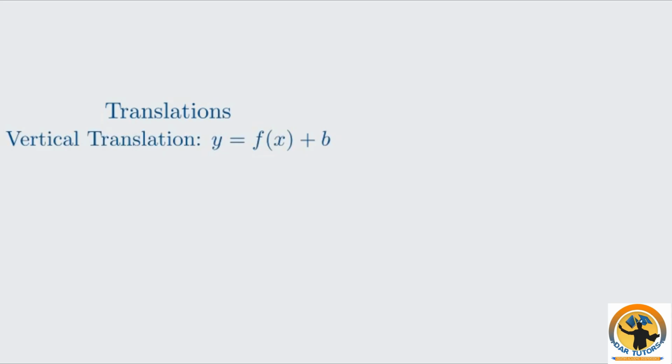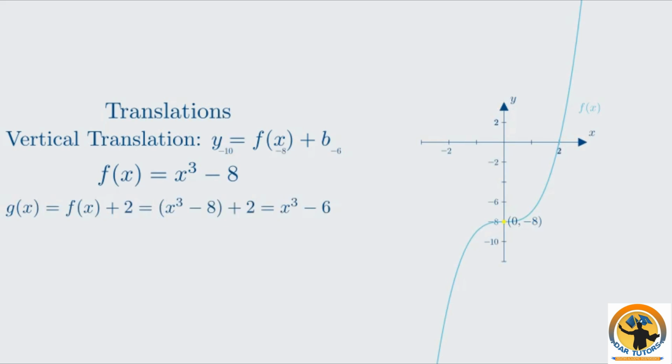If b is positive, the graph moves up. If b is negative, it moves down. The entire graph shifts vertically by b units. Let's see this in action with our base function f of x equals x cubed minus 8. Consider the function g of x equals f of x plus 2. This means g of x equals x cubed minus 8 plus 2, which simplifies to x cubed minus 6.